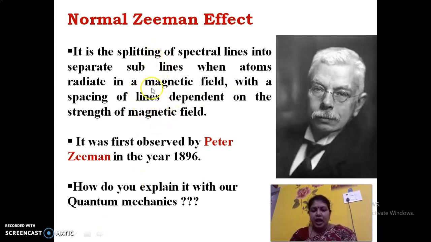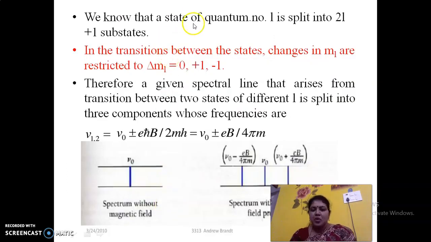How do we account for this splitting of spectral lines in the presence of a magnetic field with the help of quantum mechanics? We know that a state of quantum number l gets split into 2l plus 1 substates. Now the key statement here is, in the transition between the states, the changes in ml are restricted to delta ml equal to 0 or plus or minus 1. That is, you do not have all possible transitions, but they follow certain selection rules. They are restricted by the selection rules, that is delta ml equal to 0, plus or minus 1.